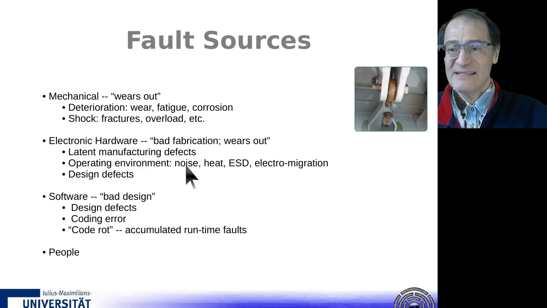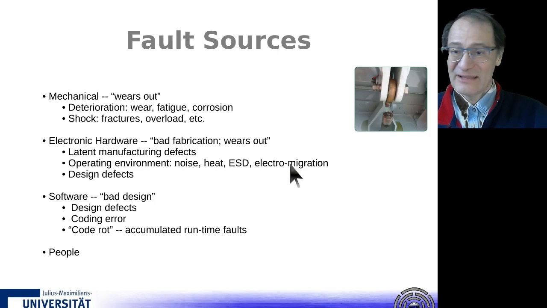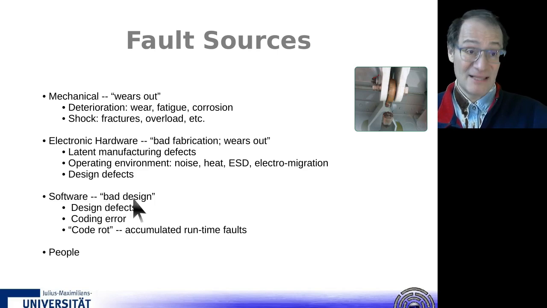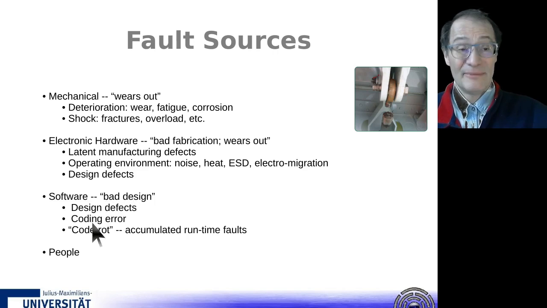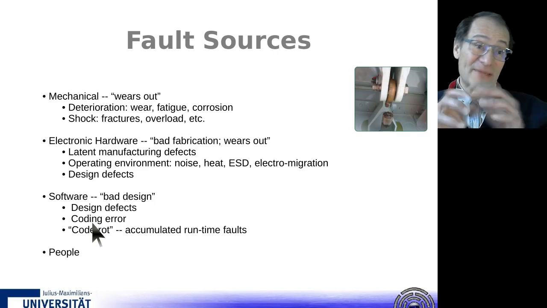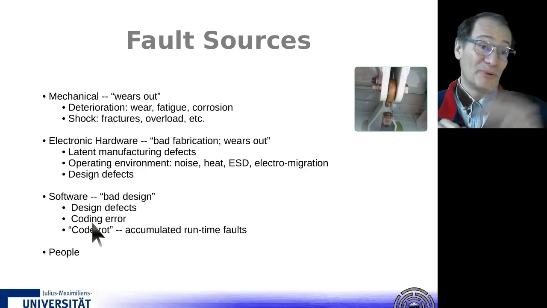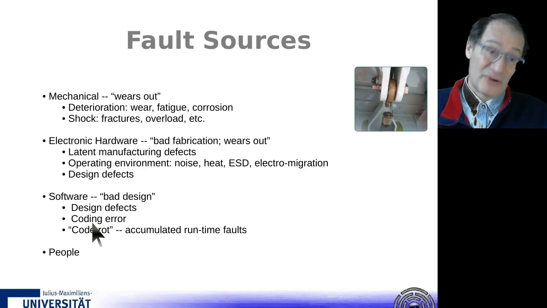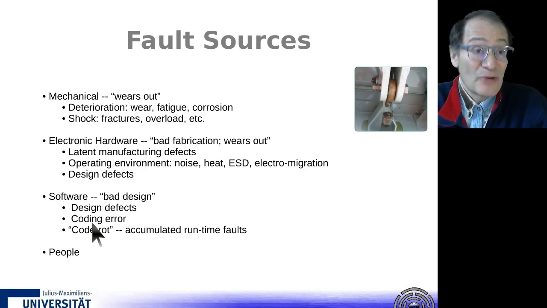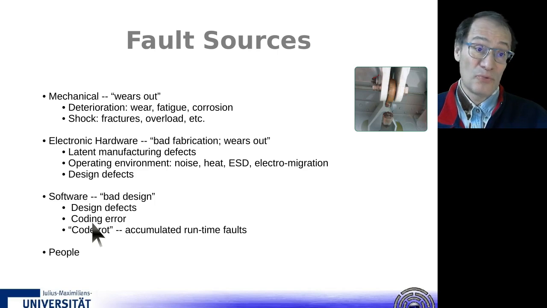From the beginning it was there, but it will be active under some conditions. Or operational events: noise, heat, electromagnetic interferences, and so on. Or a design defect in the electronics. In software, we have the error there from the beginning. It's a bad design from the beginning, so it can be a design error. Maybe you made the design right, but when programming you make a mistake. Instead of 1.3, you write 1.4, and then you have a mistake. The design was proper, but the coding was wrong.